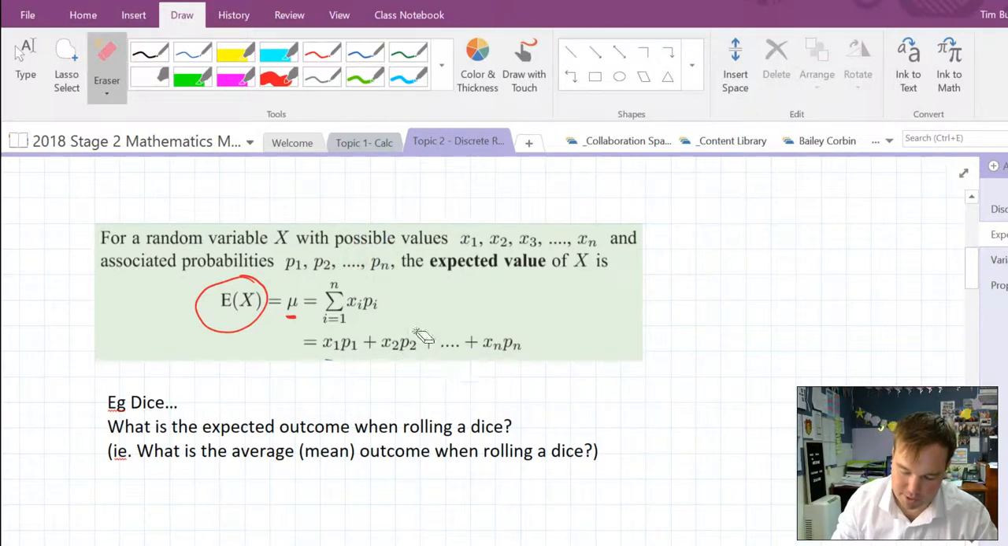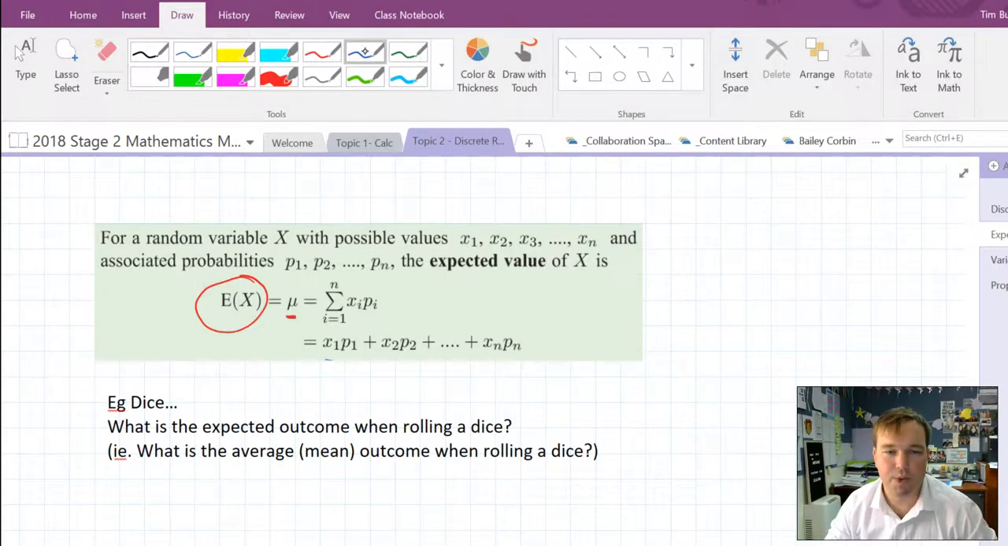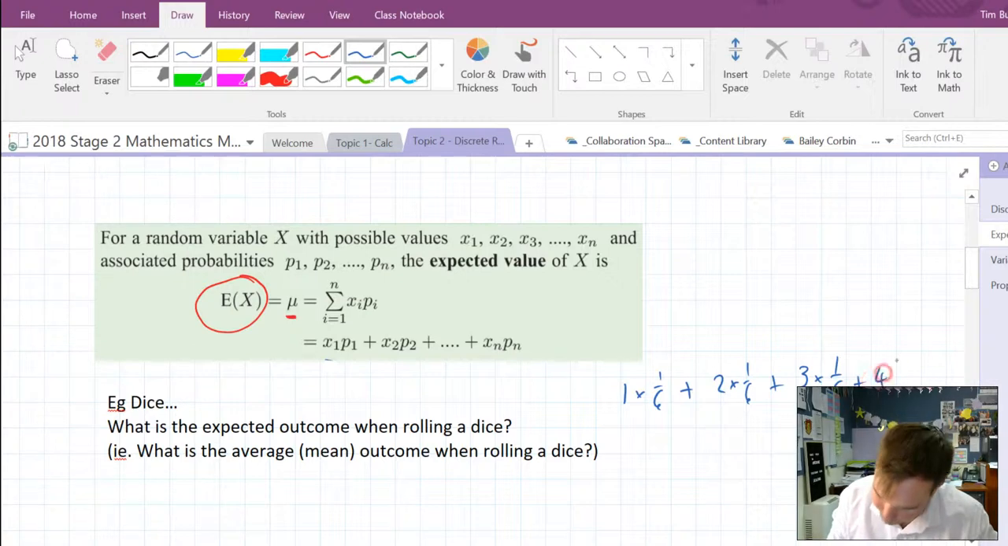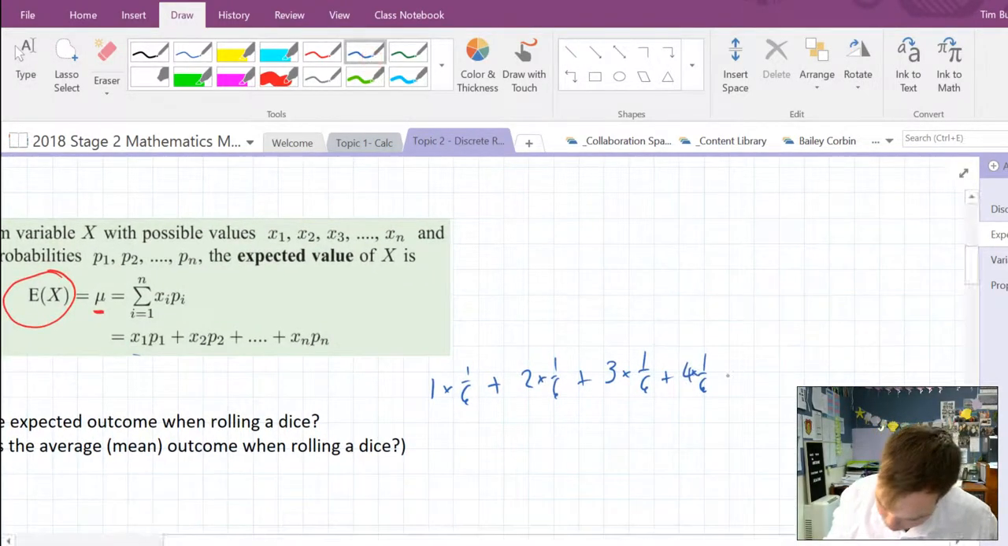Notation is scary, so let me do it in a more simple example. What is the expected outcome when rolling a dice? Now, we all know what a dice looks like, 6 sides, and we know that the probability of getting a 1 is 1 in 6. And we can add that to the probability of getting a 2, 1 in 6, and the probability of getting a 3, which is 1 in 6, and a 4, and a 5, and a 6.